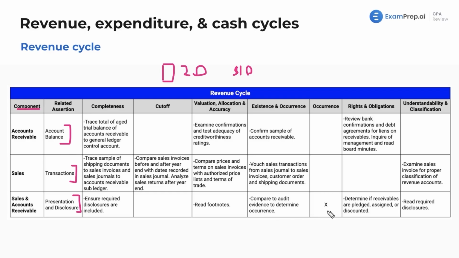We're going to deal with occurrence here. Yes, like did everything that occurred actually get presented properly and disclosed? We're going to determine if receivables are pledged, assigned, or discounted. Lastly, just read the required disclosures, make sure they're understandable, make sure they're properly classified.